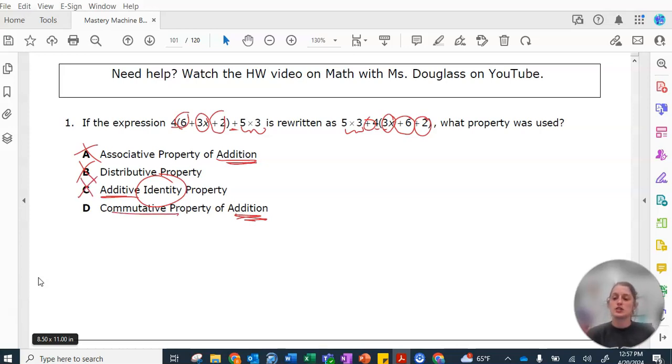Commutative property of addition is when I add one thing and add the other, and it's going to give me the same answer as if I added them in the reverse order. This sounds right because we have our distributive property part plus our regular multiplication part, and then in the other version it's regular multiplication and then plus distributive property. This is showing us the commutative property of addition.